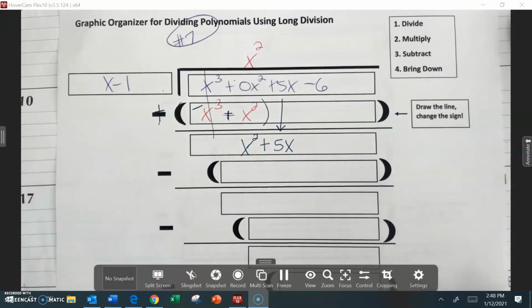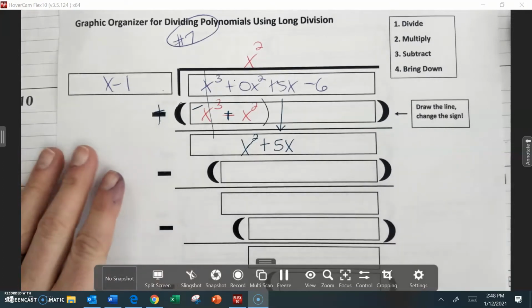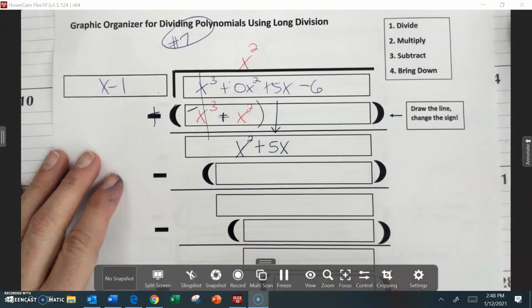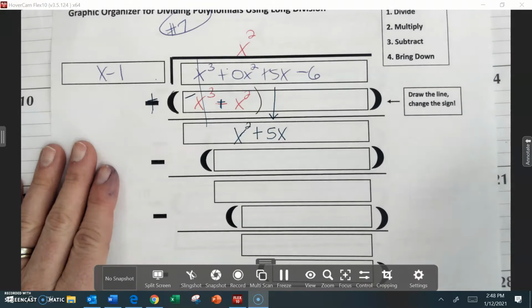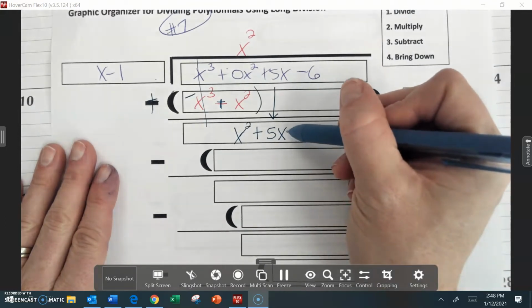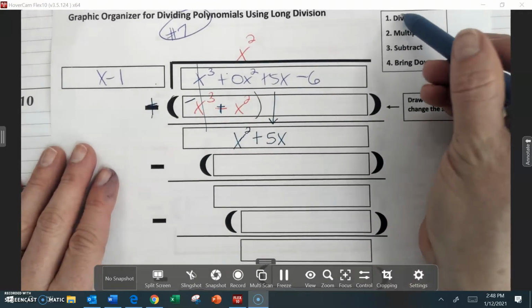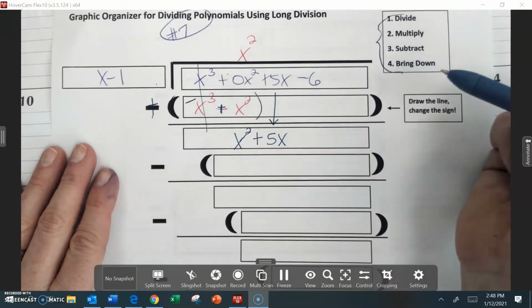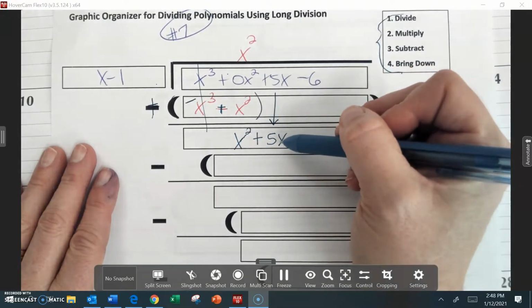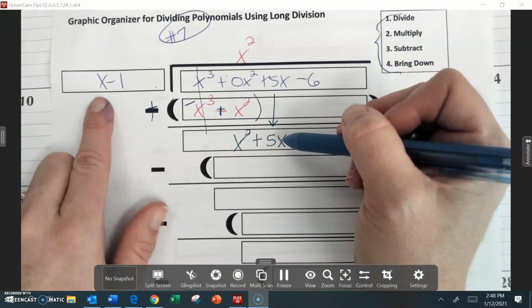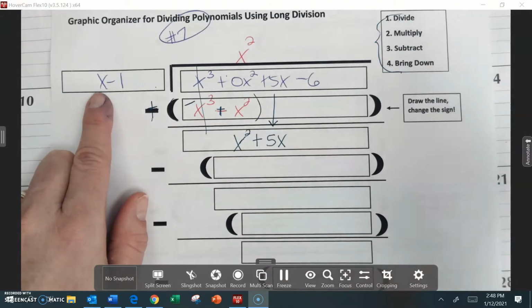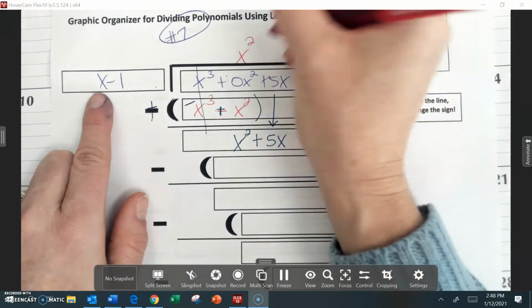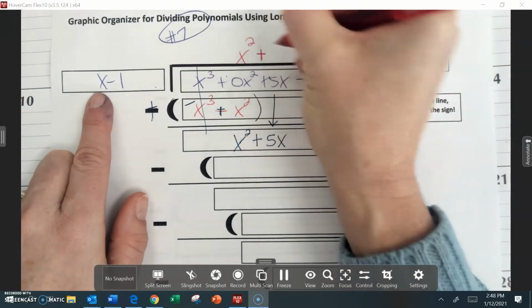So in this last video, I'm going to finish up number 7, the example number 7 in your notes, just through the graphic organizer. And this might be at the end of the last video. We just got done doing one cycle of the division and we just brought down the 5x. So now we have to ask ourselves, how many times does x go into x squared, or x times what gives you x squared? Well, that's a positive, so up here we're going to put a plus sign x.